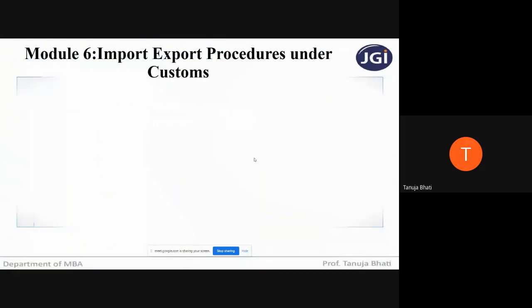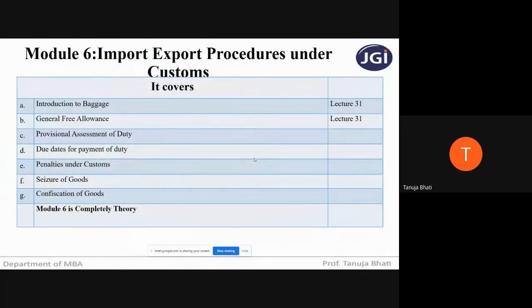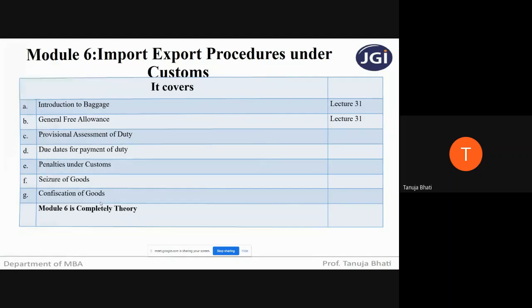So as we know, under this particular module, that is import-export procedures under customs, we have already seen the introduction to baggage under lecture number 31, and general free allowance in lecture number 31. Now we are left with provisional assessment of duty, due dates of payment of duty, penalties under customs, seizure of goods and confiscation of goods. As I already told you all earlier, module 6 is a complete theory module.